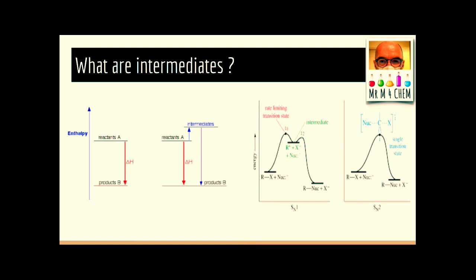On the left, we have reactants going to make products, and that's exothermic because delta H is negative. The products have less energy than the reactants. But is that the story? I mean, in simple terms, reactants A go into reactants B. Reactants A, what could that be?